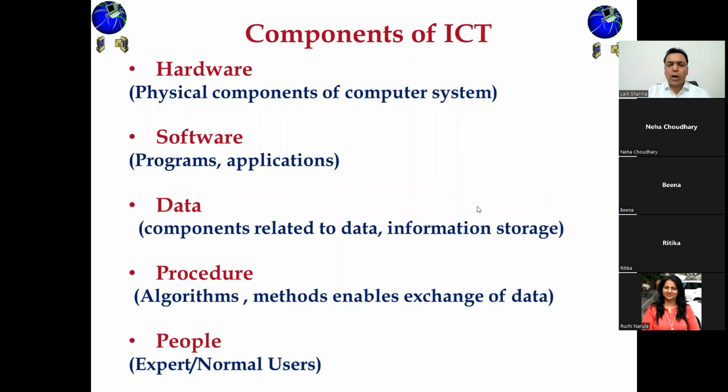Now we talk about the components of ICT. So you always have to remember 5 components of ICT, right? कौन-कौन से components हैं? Hardware है, software है, data है, procedures है, और people है, right? People means users, expert users, and we are normal users. Okay. So ICT के components means ICT के किन-किन चीजों को लेके ICT बना है. Okay, this is called the components.